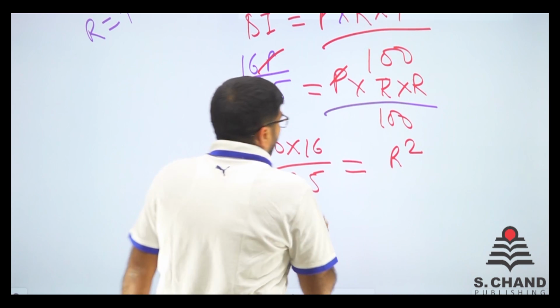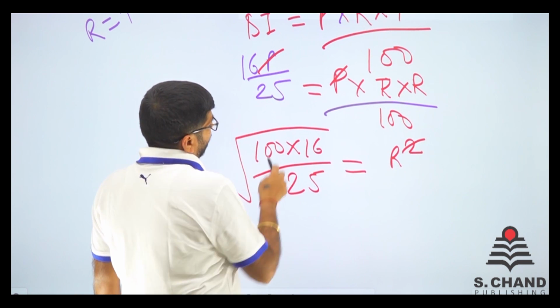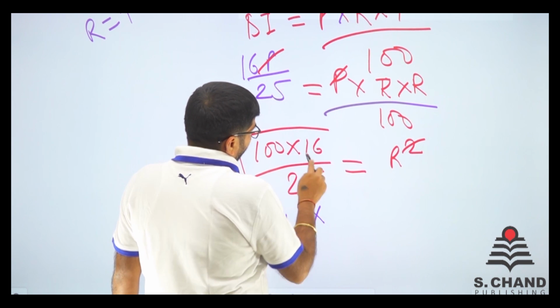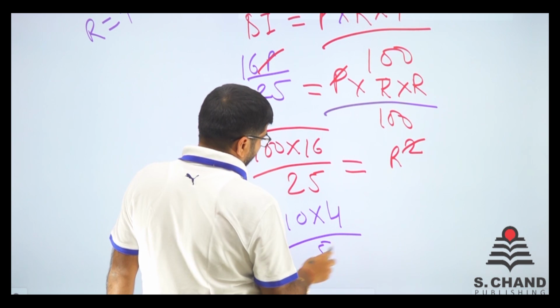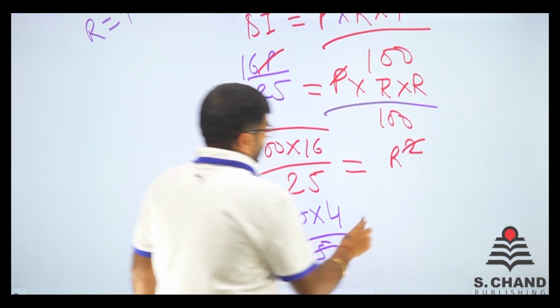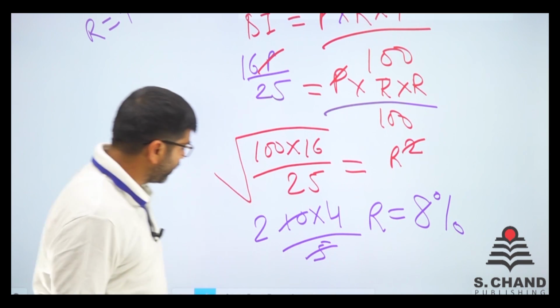100 gone there. Just do one thing. Take the root here, cross this. 100 gives 10, 16 gives 4, 25 gives 5. Make this 2. So rate of interest is 8%. 4 into 2 is 8%.